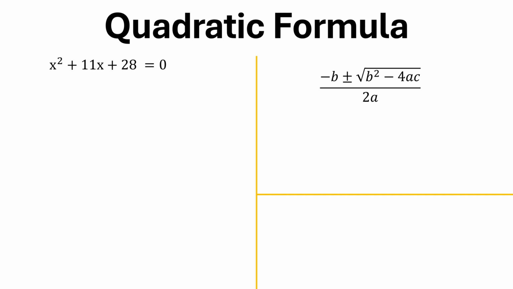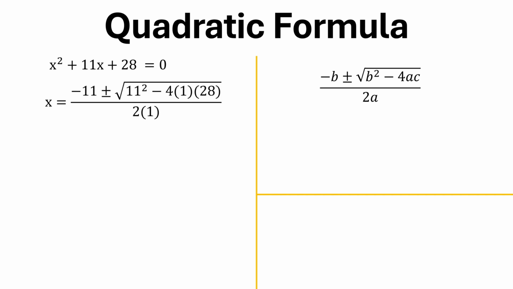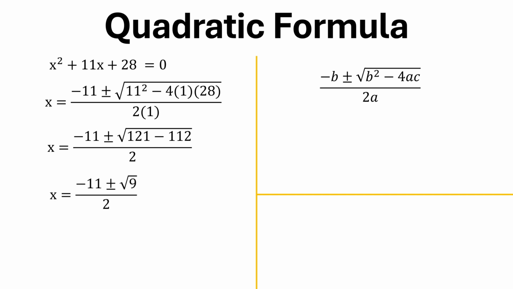The formula for the roots is minus b plus or minus the square root of b squared minus 4ac, divided by 2a. To find the roots, we solve minus 11 plus or minus the square root of 11 squared minus 4 times 1 times 28, divided by 2 times 1. And now we have minus 11 plus or minus the square root of 121 minus 112, divided by 2. And now we have minus 11 plus or minus the square root of 9, divided by 2. And that equals minus 11 plus or minus 3, divided by 2. Finally, we have x equals minus 4 or x equals minus 7.